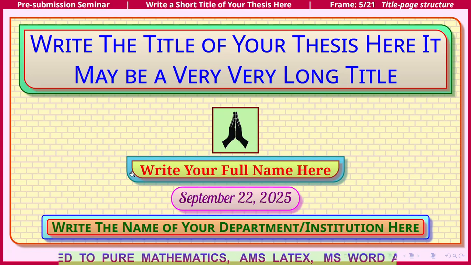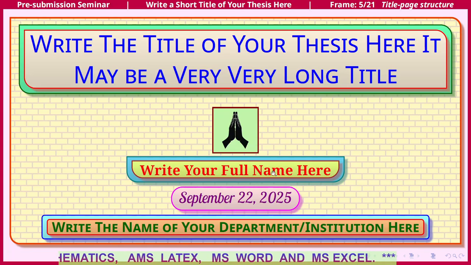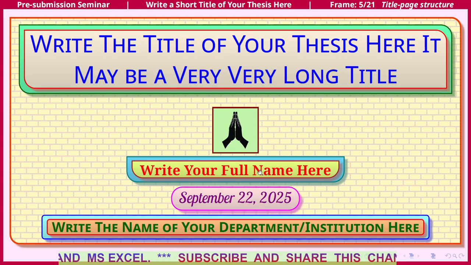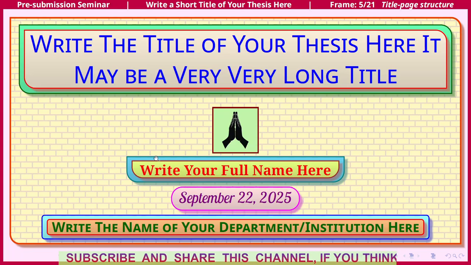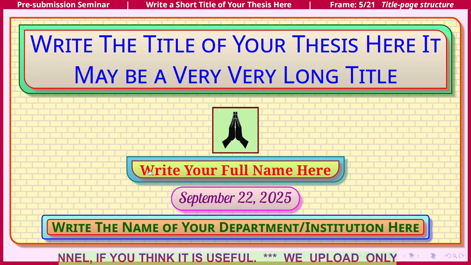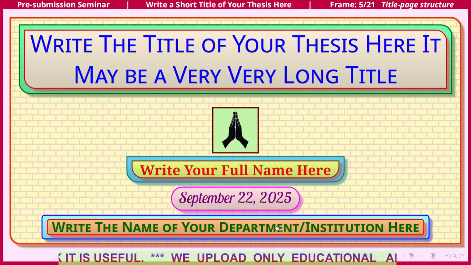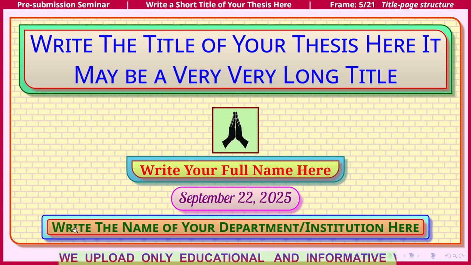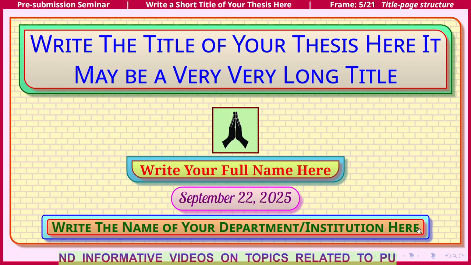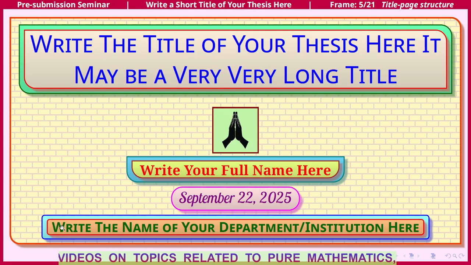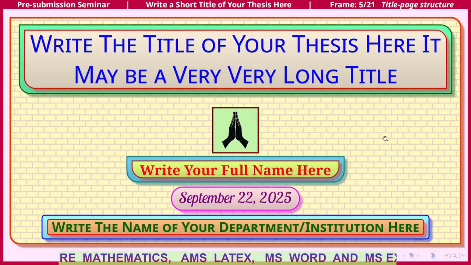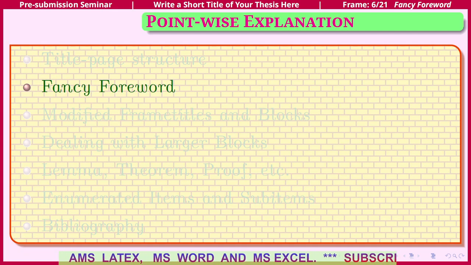And this is the placeholder for your full name. And the beauty of this is: if your name is sufficiently long, then this box also will keep on increasing. It will increase according to the length of your name, whatever you write. Then here you can write the name of your department, institution, etc. Address, I mean. So if it is short, this box will become shorter. All right.